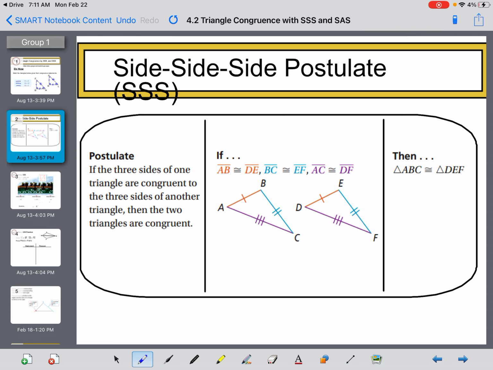Okay, here's your first postulate, side, side, side postulate, or SSS. If the three sides of one triangle are congruent to the three sides of another triangle, then we can say that the two triangles are congruent. So three sides congruent to three sides, then we can say the two triangles are congruent. We don't need to look at the angles at all.